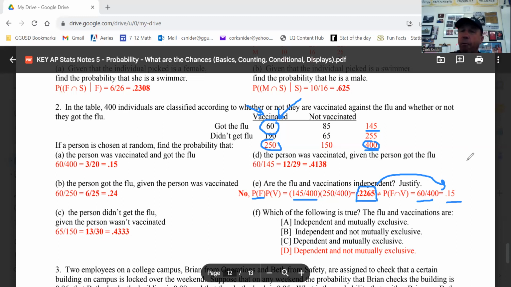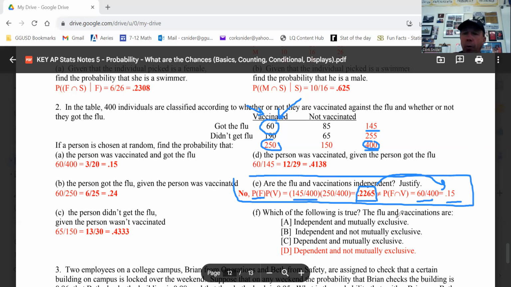They've got to force something to happen. That's a really cool prompt. You've got to be able to handle this kind of problem off the table. Okay. Now, which of the following is true? Flu and vaccinations are, well, they're dependent. We proved that they're not independent, and not independent means dependent.